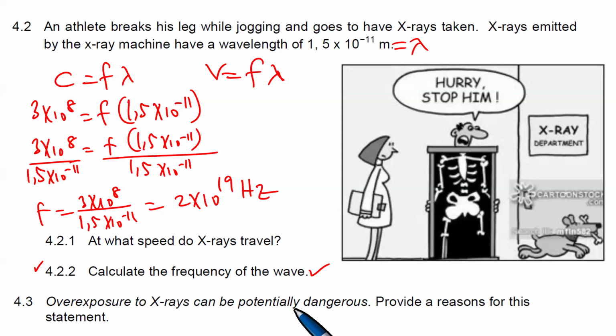Hertz. Okay, I'm trying to make sure that we finish at 8. It's just a few minutes left.